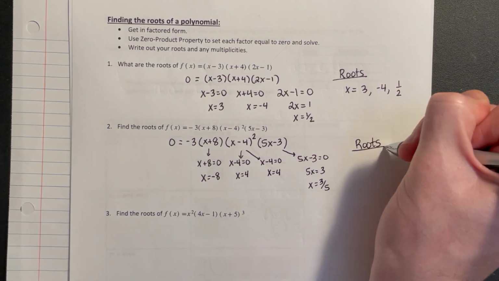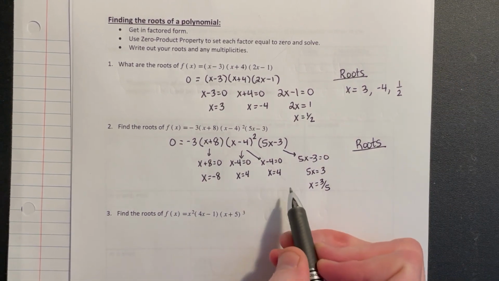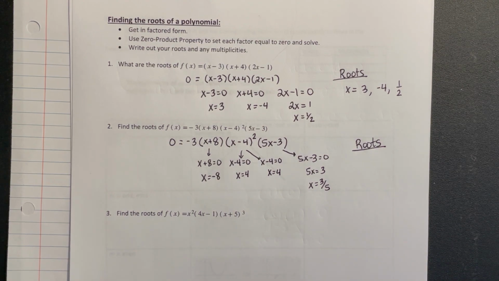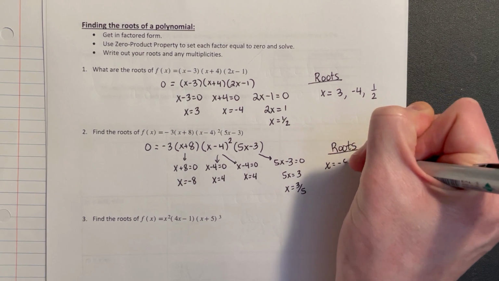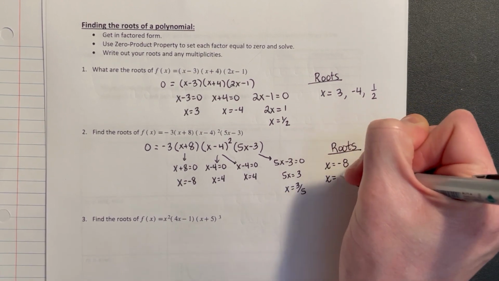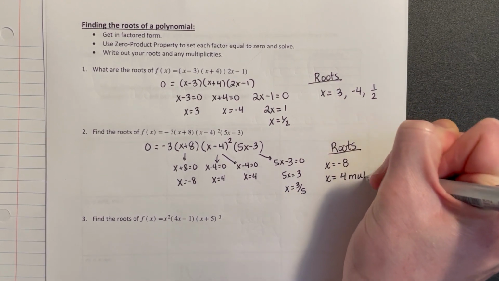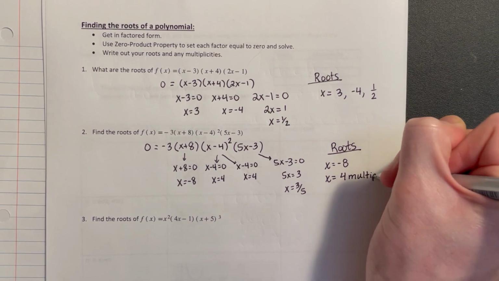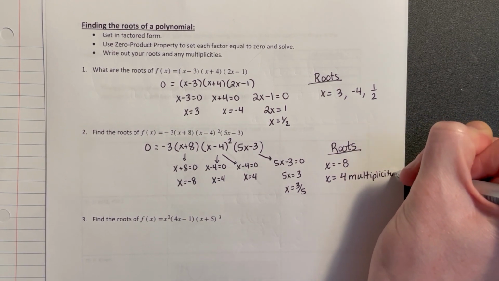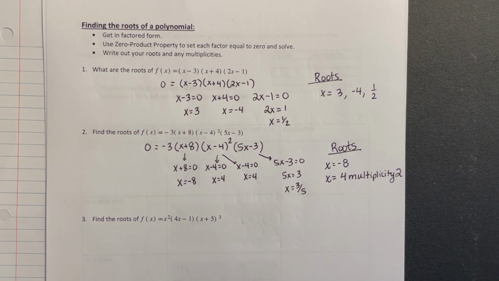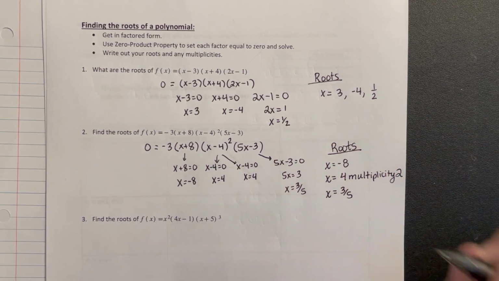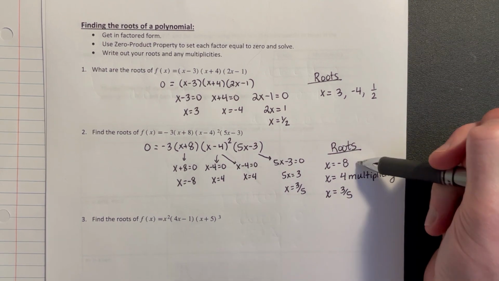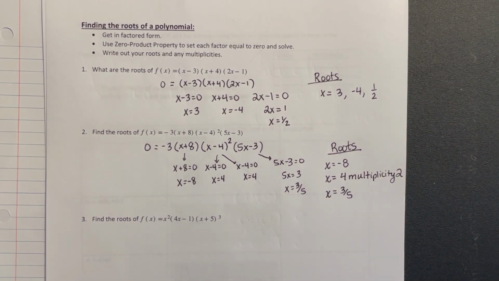What we're seeing now is that 4 came up twice, which is called a multiplicity. So if I write out these roots, I'm going to say x equals negative 8, x equals 4, multiplicity of 2. And then x equals 3/5. These only came up once, so we could list them as multiplicity 1. We just don't really have to.